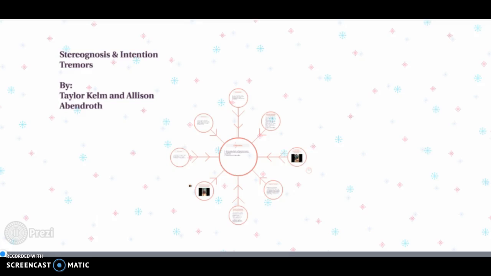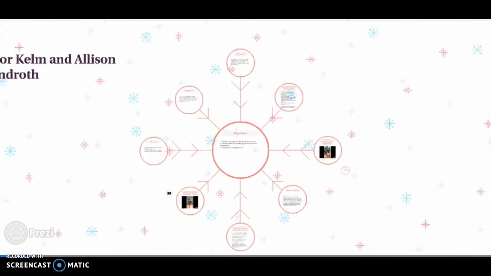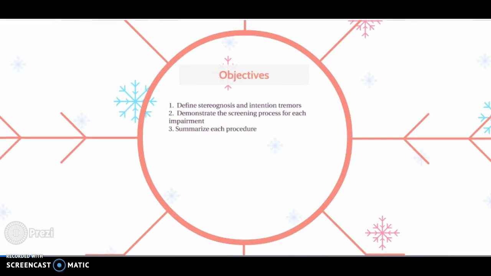In the following video, we will talk about the sensory screening for stereognosis and the cerebellar screening for intention tremors. By the end of this presentation, you will be able to define stereognosis and intention tremors, demonstrate the screening process of the two impairments, and summarize each procedure.